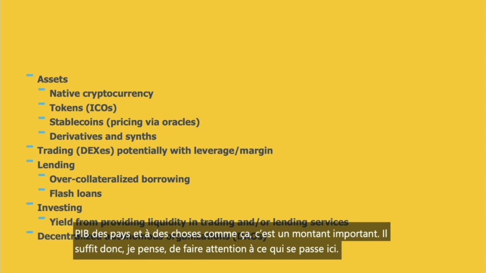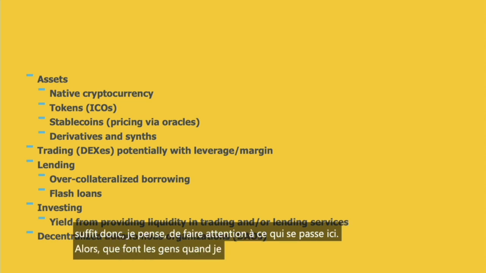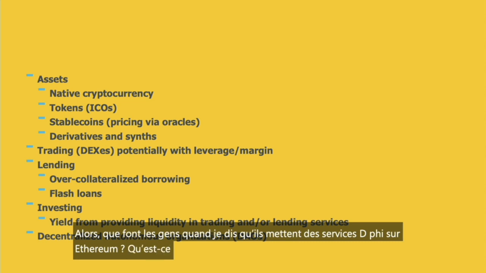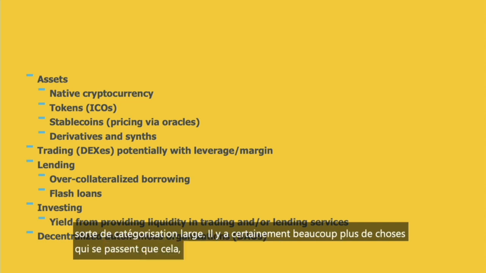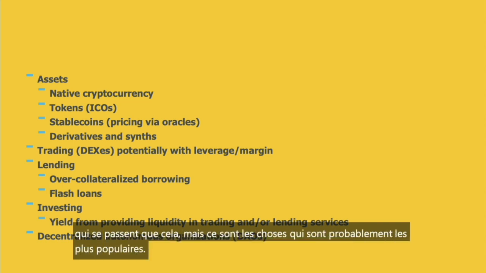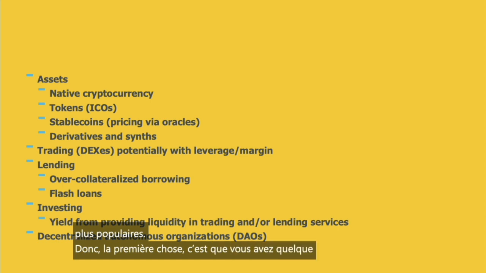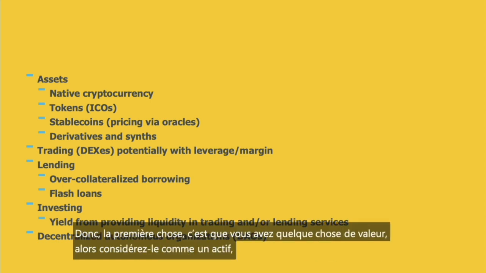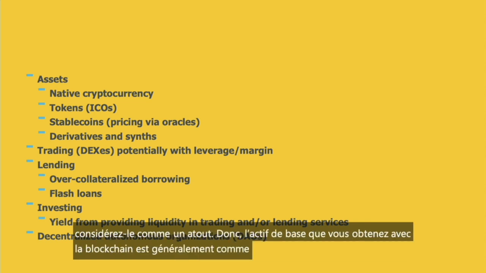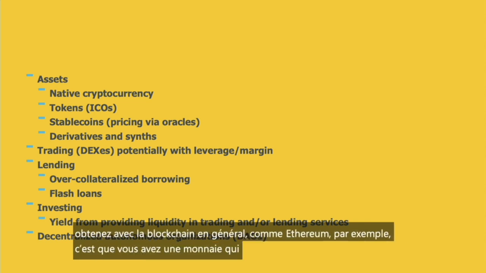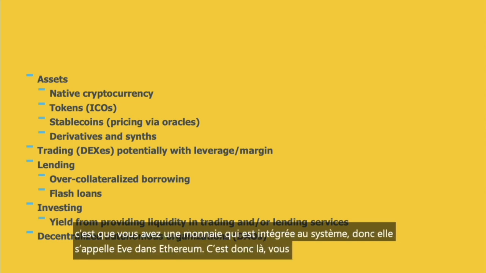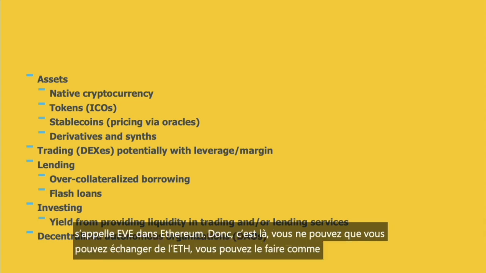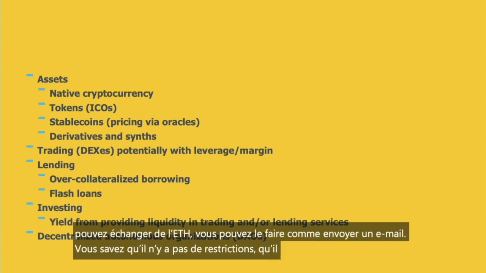Okay, so what do people do when I say they put DeFi services on Ethereum? What exactly are we talking about? This is just a broad categorization. There's definitely way more going on than this, but these are probably the most popular things. The first thing is you have something of value, so think of it as an asset. The basic asset you get with a blockchain like Ethereum is a currency built into the system, called ETH in Ethereum. You can own ETH, you can trade ETH, and you can do it just like sending an email. There are no restrictions, no hours, no geographic restrictions. You can just pass it around.